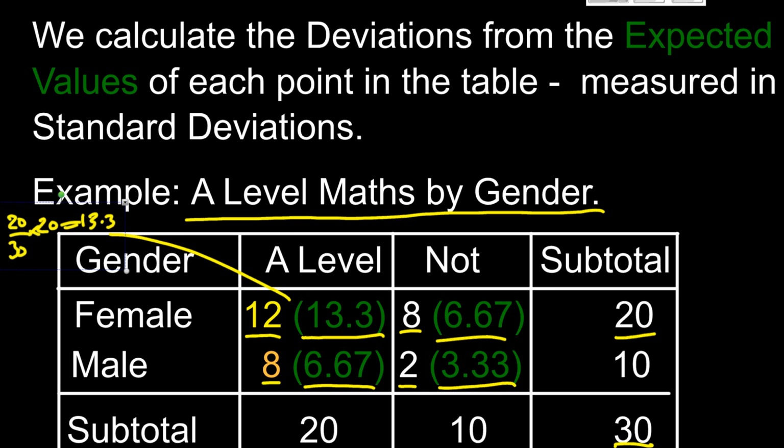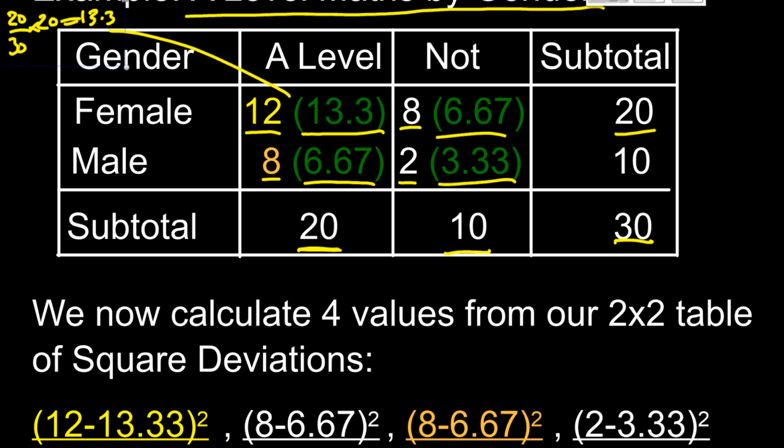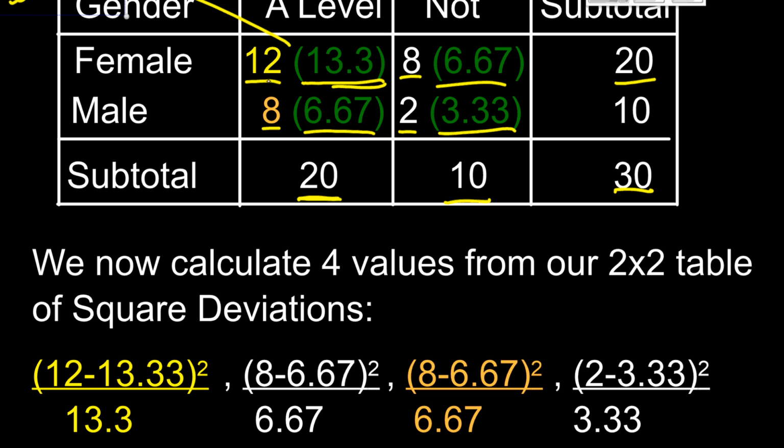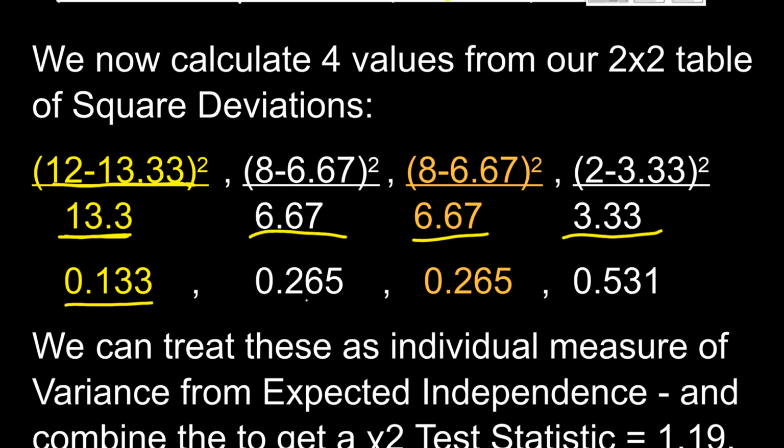the deviation is, but we're interested in how far the squared deviation is. So if we have a quick look at that, we could calculate for this first one. Well, we've observed 12, that's our actual, but we were expecting 13.3, so the difference between the two is going to be one minus the other. Then we're going to square it to get our deviation, and then we're going to divide it by our expected value, because we're interested in having everything measured relative to expectation. And we're going to do exactly the same thing for all 4 of these boxes, and we'll get 4 values. There we go, 0.133, 0.265, 0.265 and 0.053.